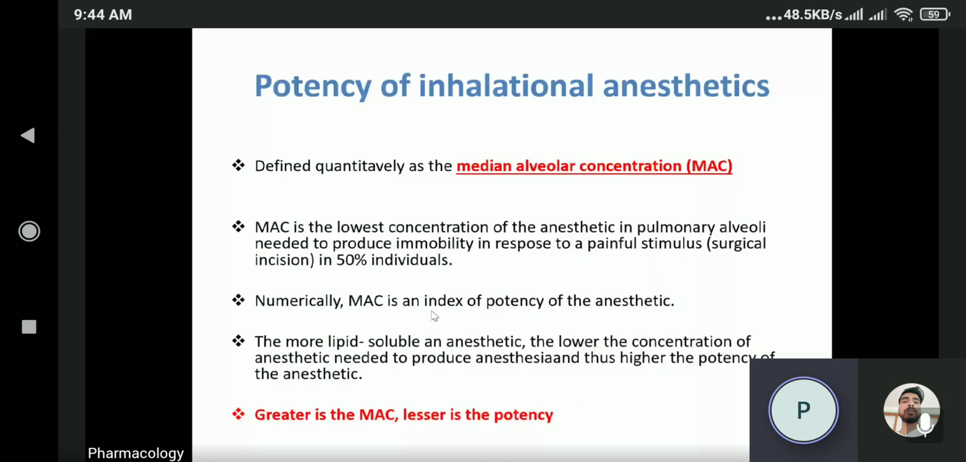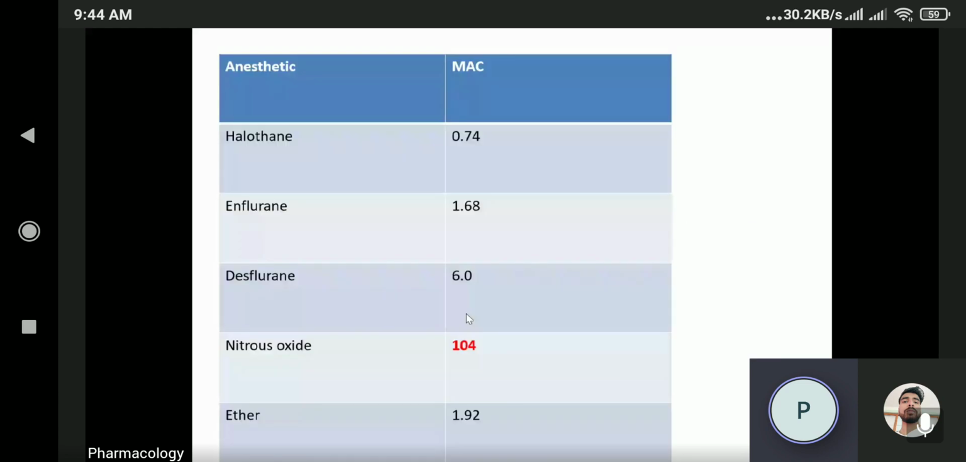Yes, ma'am. So, for example, in this slide we have listed the MAC value for different inhalational anesthetics. So this is only for inhalational, okay, not for your intravenous ones. We are saying that halothane, a group of your inhalational anesthetic, has a MAC value of 0.74, whereas nitrous oxide has the highest value of 104.